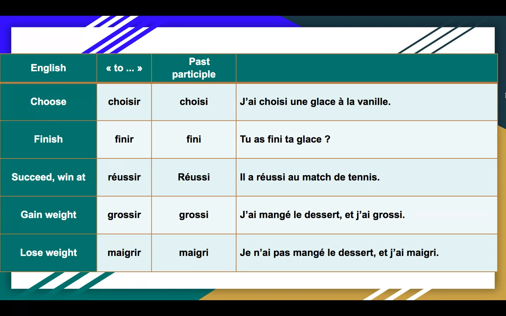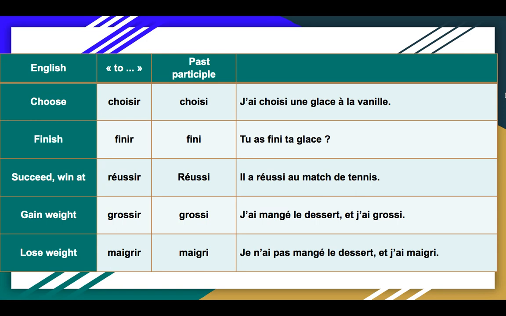Okay, so now you've copied down the chart and we can go over these 5 verbs, all of which you know already, right? Choisir, finir, réussir, grossir, maigrir. 5 different verbs. All of them, look what we do to make the past participle. We simply take off the IR and put on an I. So choisir becomes choisi, finir becomes fini, réussir becomes réussi, grossir becomes grossi, maigrir becomes maigri.